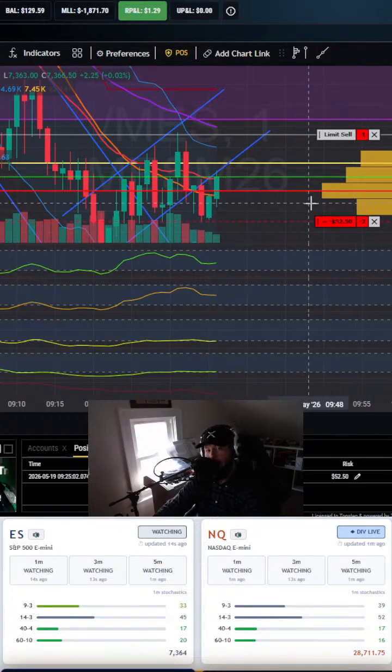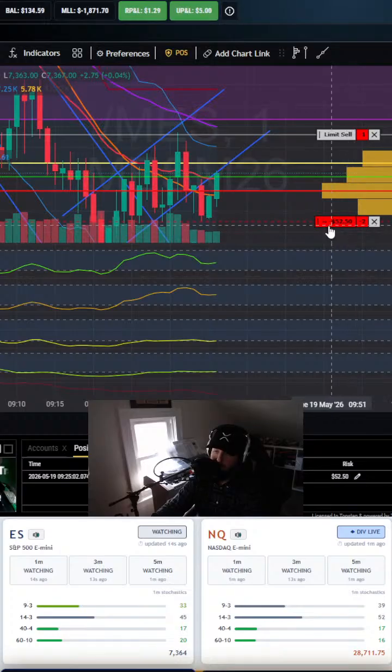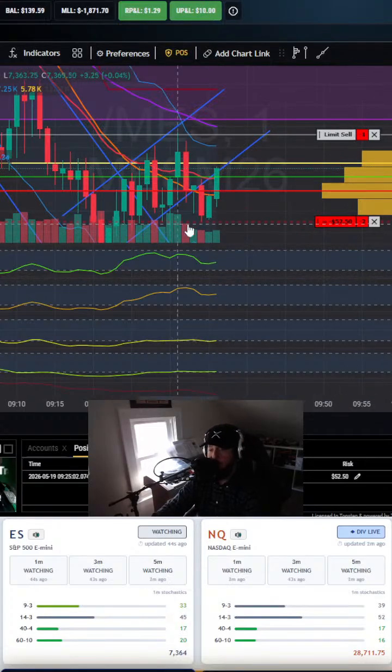Can we get life back into this trade? That's my question. Can we get life back into the trade? Just hovering around that 20 EMA. If we close above, there's a chance. 15 seconds.